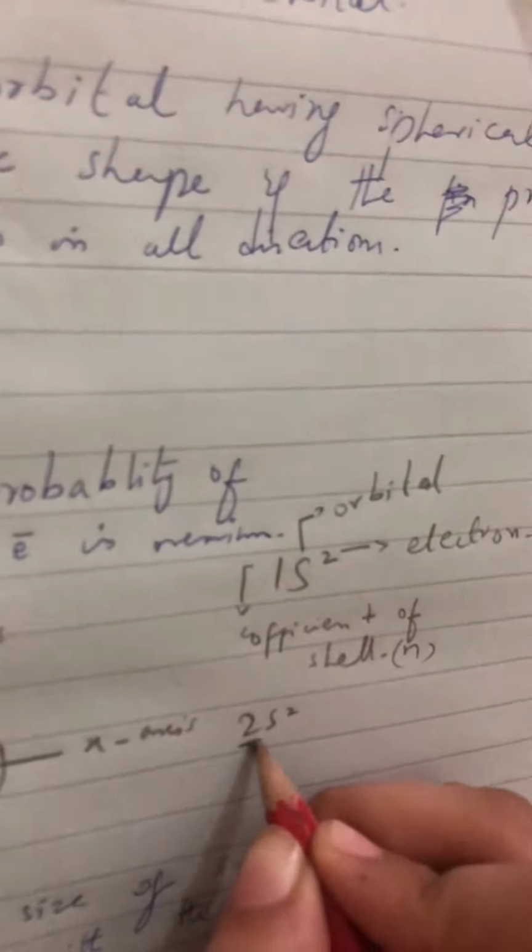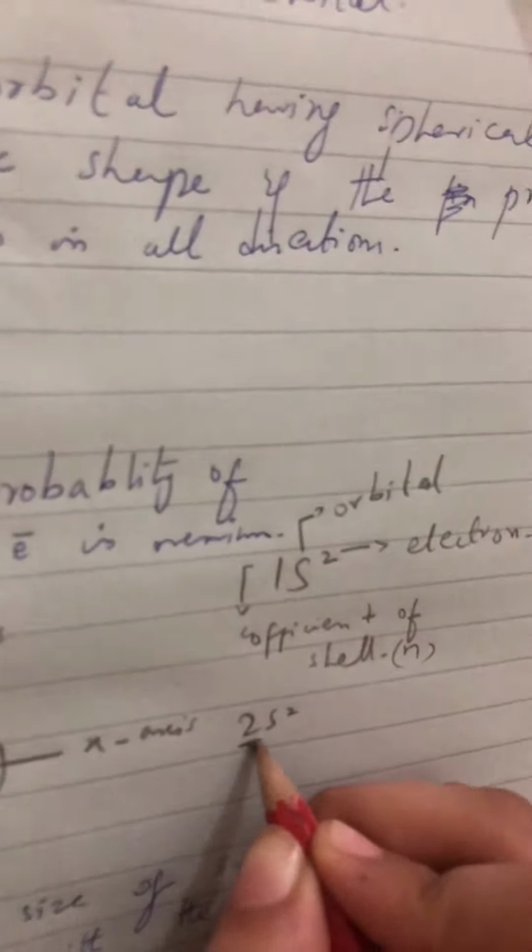Now we have pz. This is the y axis, this is the x axis, and here is the z axis. Sorry, this is the z axis. How will pz be? Pz will be like this. This is pz, that was px and py. These were the shapes of p orbitals, that are dumbbell shapes. You can see here, these look like a dumbbell. So it has a dumbbell shape.